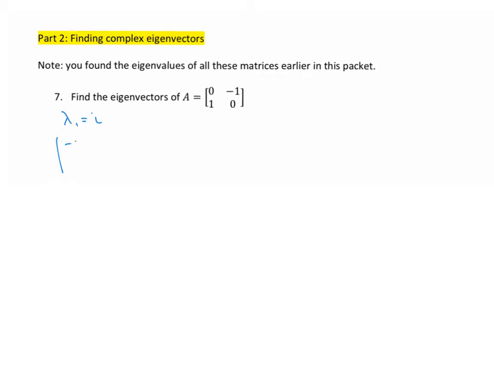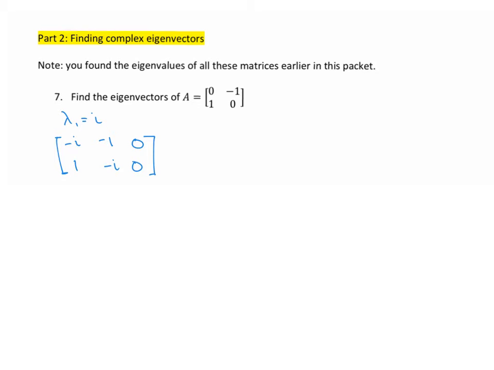So I'm going to have negative i, negative 1, 0, 1, negative i, 0. This is not something that we really want to have to reduce. It looks kind of messy, and it's not going to be necessary. We know that this is going to give us our eigenvectors. We know that we're going to have infinite solutions because we haven't made any mistakes.